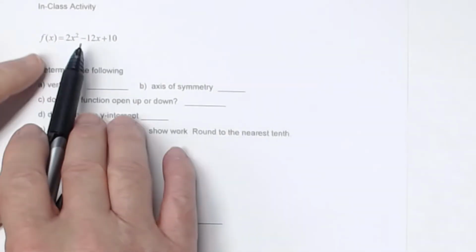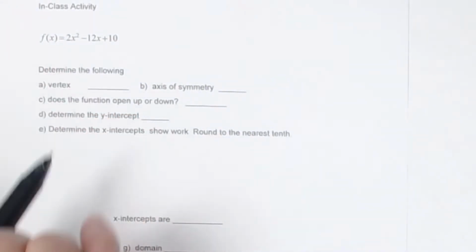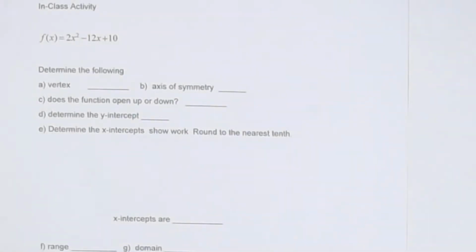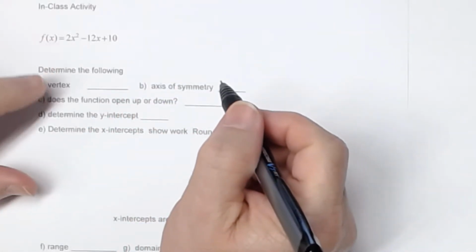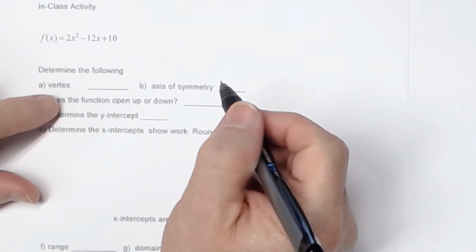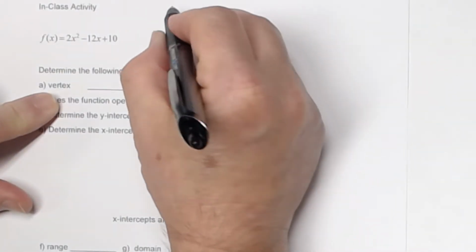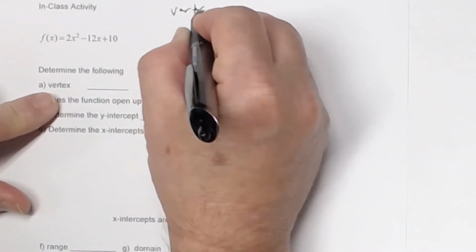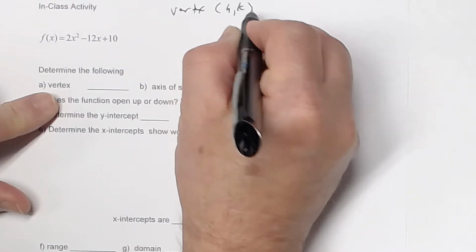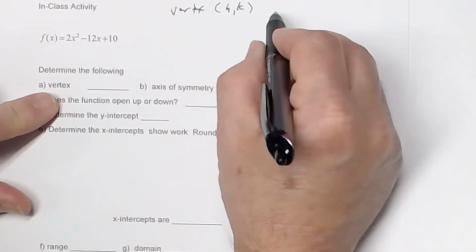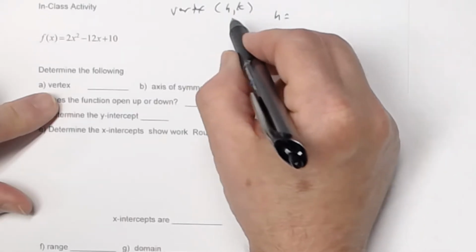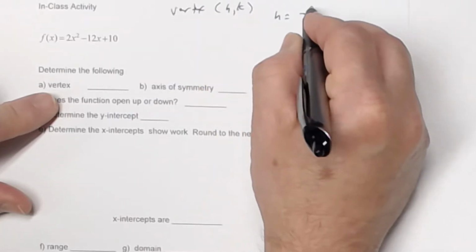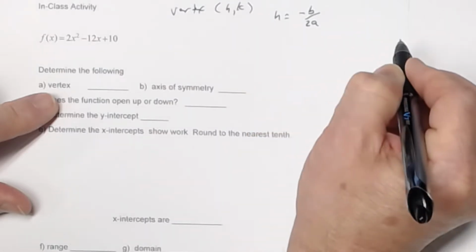Notice that this equation is written in general form. It's not written in vertex form. Once it's written in general form, there's a formula that you can use to find the vertex. So the vertex formula is this. Remember the vertex is (h, k), and to find h, the x coordinate of your vertex, it's going to be negative b divided by 2a.